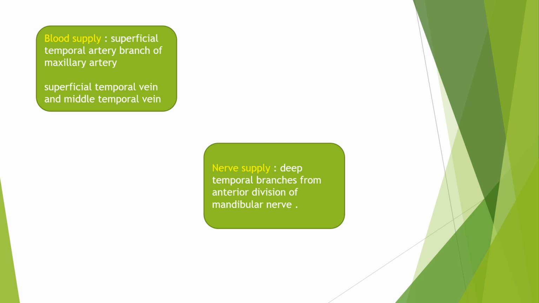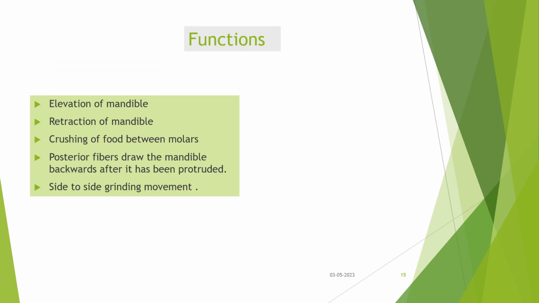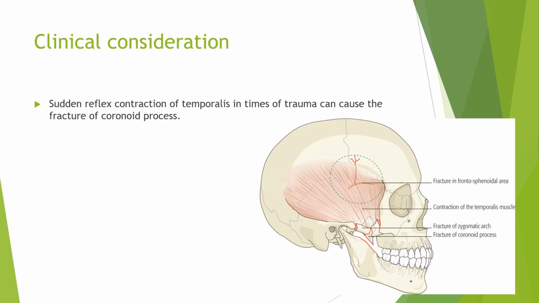Nerve supply is by deep temporal branches from anterior division of mandibular nerve. It is a very powerful muscle. Side to side grinding movement can be provided by this muscle, and trauma can cause the fracture of coronoid process. So it is very important to palpate the temporalis muscle in case of sudden trauma or temporal bone injury.